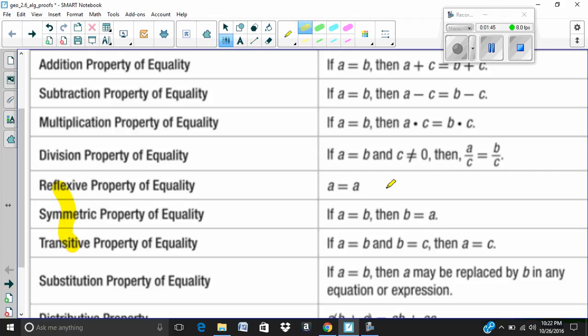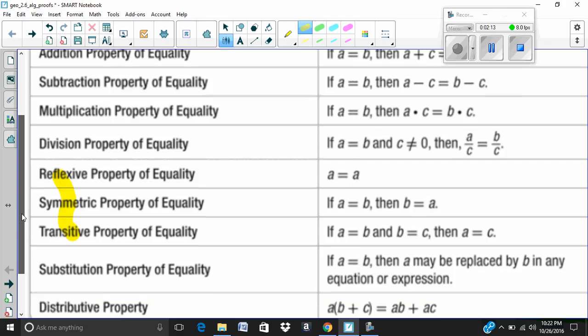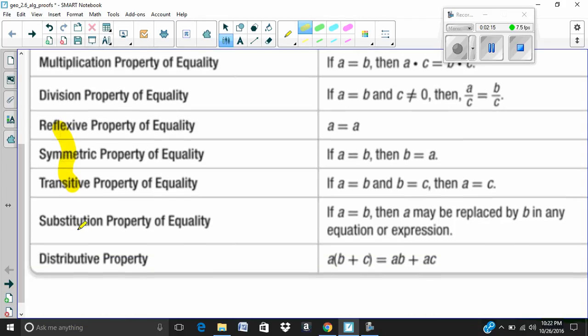The symmetric property states that the order of your equality doesn't matter. So whether you say x equals 7 or 7 equals x, they both mean the exact same thing. Transitive property has to do with connecting two things through something else. If A equals B and B is the same as C, then since A is equal to B and C is equal to B, then A and C should also be the same thing. Substitution we're kind of familiar with. It's, again, replacing something with something of equal value. The distributive property you're pretty familiar with from your algebra days as well.